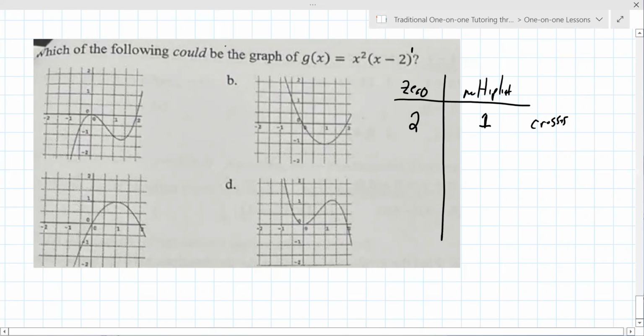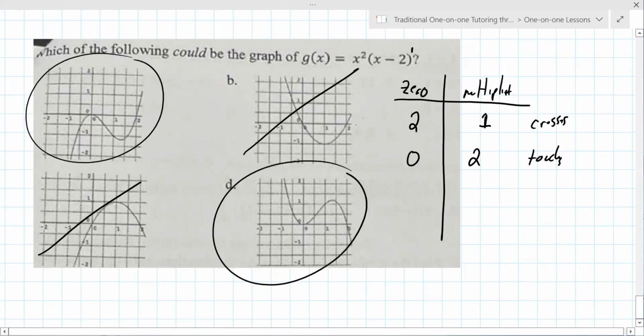So it could be the A, actually it could be all of them, so that doesn't help. Sometimes it doesn't help. x squared has a zero at 0. When x squared is 0, it's 0, but it's got a multiplicity of 2. That means it touches or bounces. And that helps to get it down to either A or D, because if you notice, they both bounce there at 0.